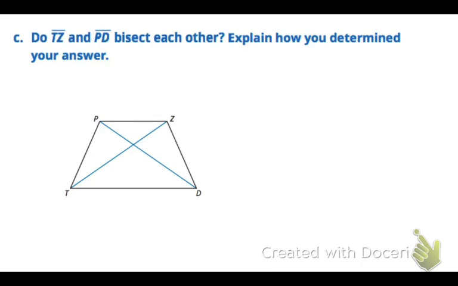Make sure you measure them. Now you're going to go ahead and answer this question: do these diagonals bisect each other? Remember, bisecting means that TZ, so this diagonal here, got cut exactly in half, and that PD also got cut exactly in half by TZ, so that they're each cutting each other when they're intersecting. So you're going to tell me, did they bisect each other? Did they cut each other in half? Or did they only intersect and not bisect? And I need you to explain to me how you determined your answer.